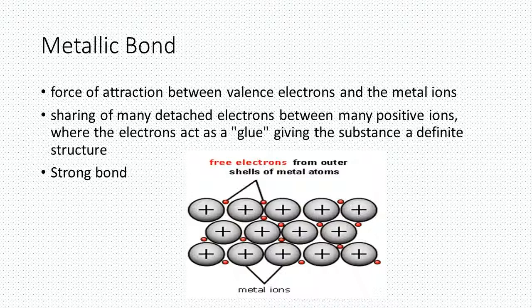a definite structure. So as you can see in the picture, we have metal ions, and they have free electrons in their outermost shell. Metallic bonds are also strong bonds.